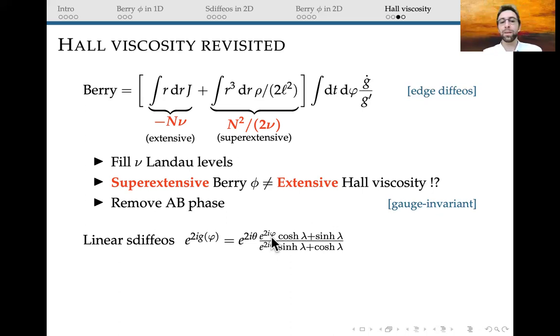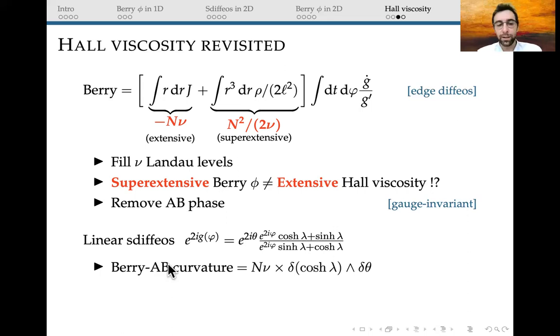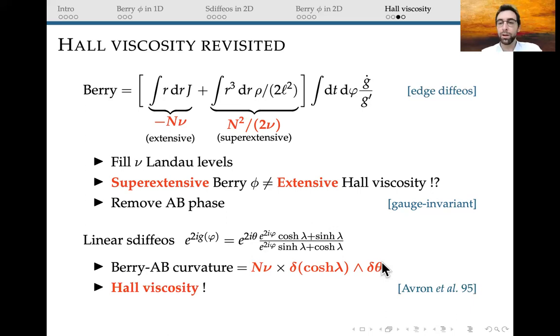If I take those linear diffeos, then it turns out that the curvature associated with these Berry phases minus the Aharonov-Bohm curvature is actually n times nu times this particular two-form in parameter space. Let me repeat this. It's extensive, n. It's proportional to the number nu of filled levels, and it involves this hyperbolic area form. In fact, if you go through the details of the computation, including all numerical coefficients and really making sure that all conventions match, you can actually verify that this expression for the curvature matches on the nose what is normally called Hall viscosity.